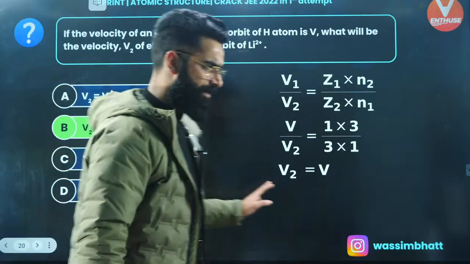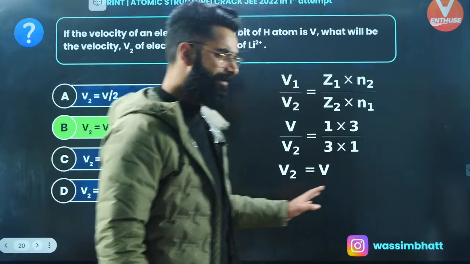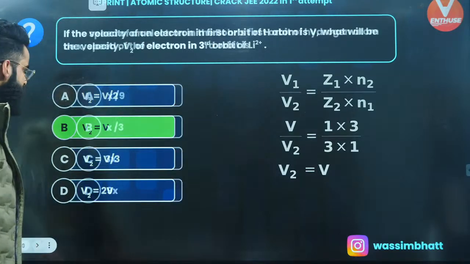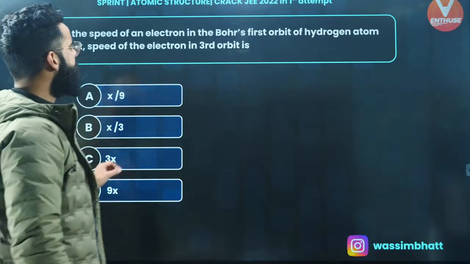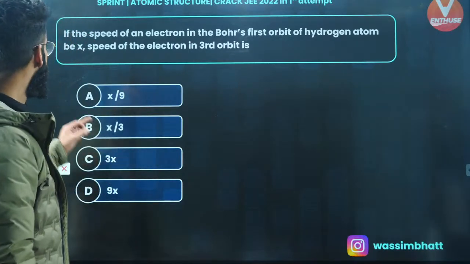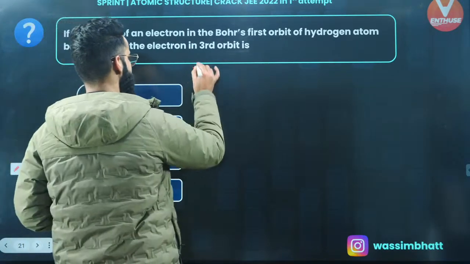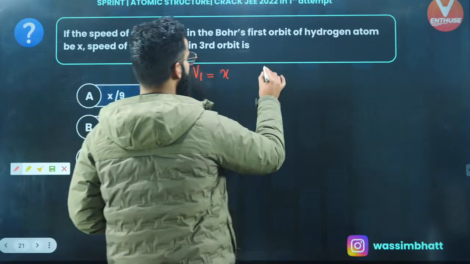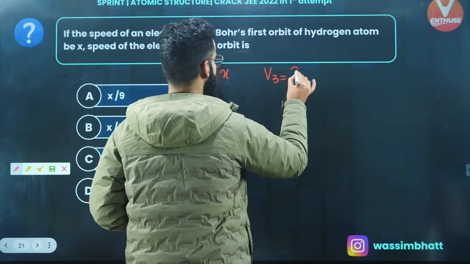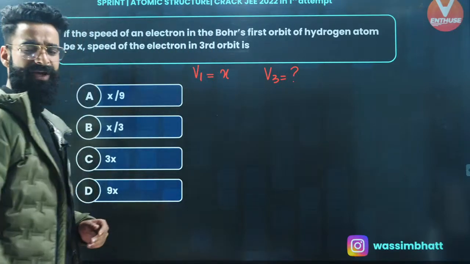I'm sure it's again clear to everyone. Right, people? A very simple one again. Look at the next one. Again, a similar sort of question. If the speed of the electron in the first Bohr's orbit of hydrogen is x, I need to calculate the speed of the electron in the third Bohr's orbit, right?